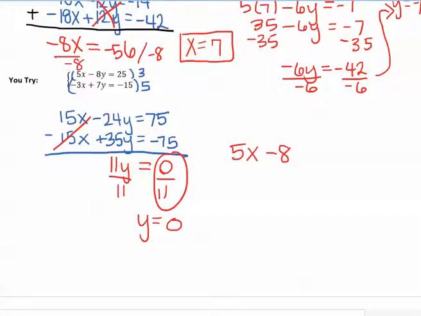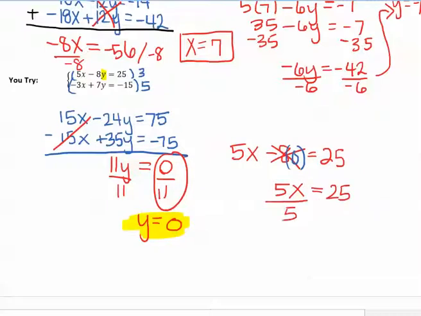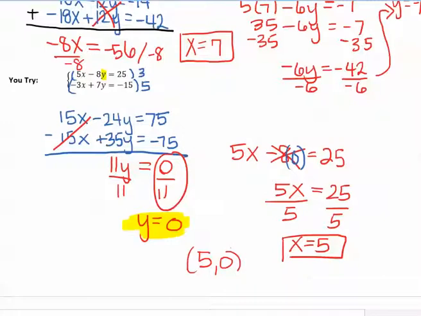So remember, we're plugging in for y. In a lot of the other examples I've been plugging in for x because that's the one I found. You have to plug it in for the one you found. So I found y is 0, so that's what I need to plug in there. So I get 5x minus 8 times 0 is equal to 25. The 0 just sort of cancels out. Divide both sides by 5. x equals 5. So my ordered pair is (5, 0). The x goes first. Okay, hope this was helpful.